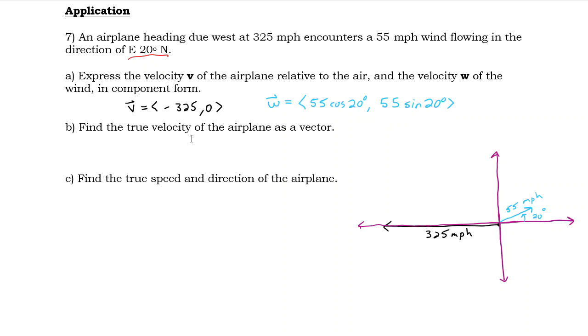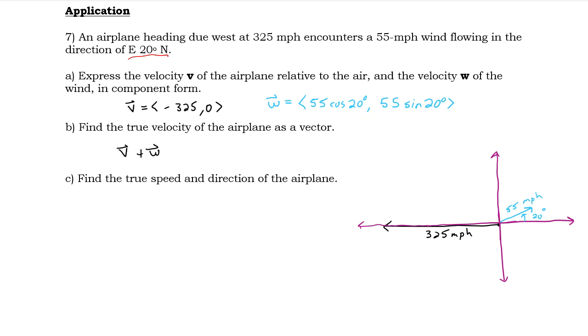Now it's asking us to find the true velocity of the airplane as a vector. What's happening is the airplane has its bearings due west, but the wind is blowing this way across the plane. So it's going to push it off course a little bit. The way we find the true bearing of the plane is we add these vectors together. So we have the plane plus the wind, and this vector is the true direction of the plane, and we're going to find the velocity, which is the speed.